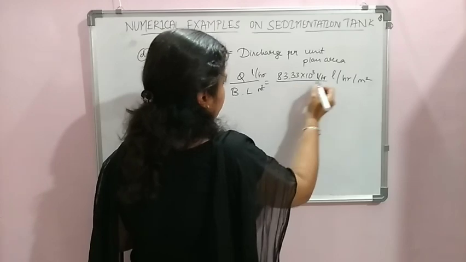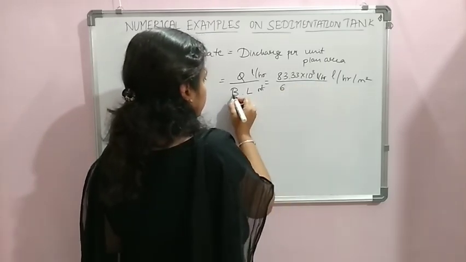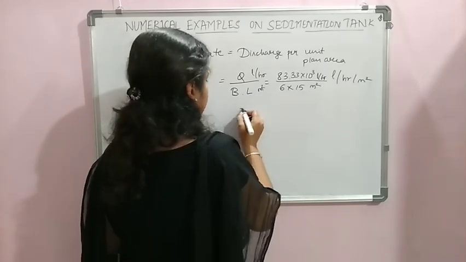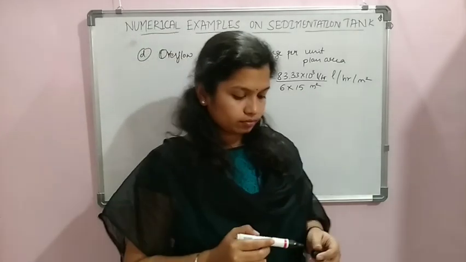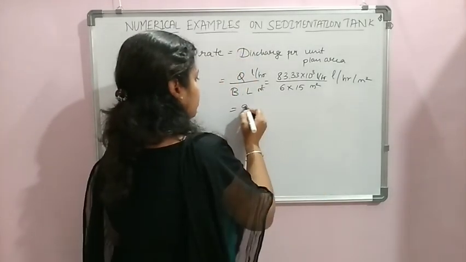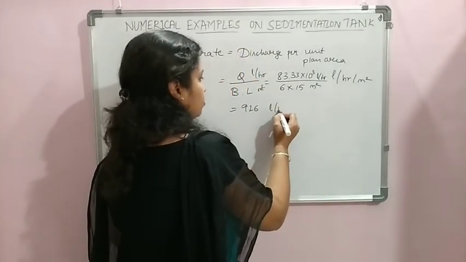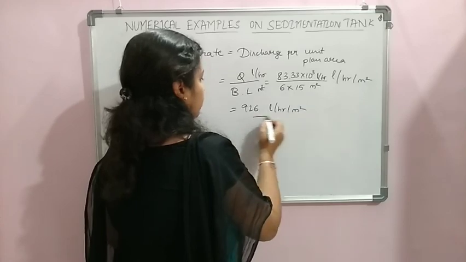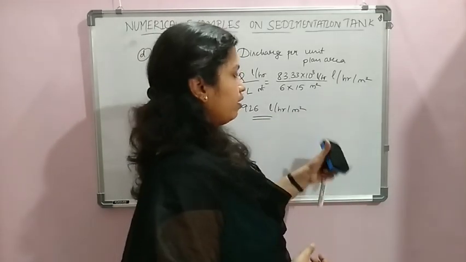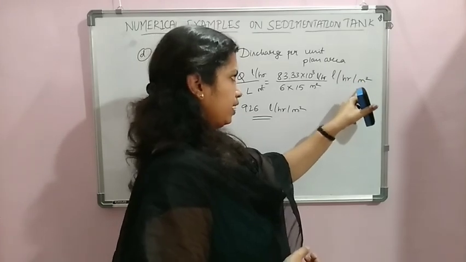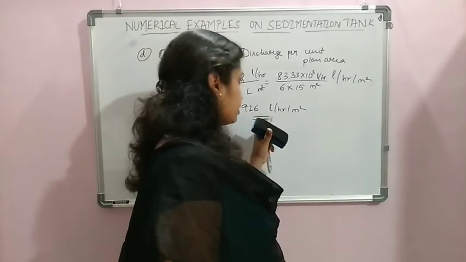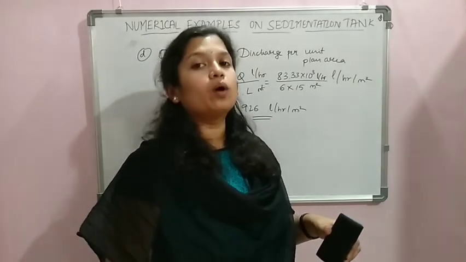divided by the breadth, which was 6, into the length, which was 15. So this is in meters square. The answer is supposed to be 926 liters per hour per meter square. So this is the required overflow rate per hour for 1 meter square area. So 926 liters of water gets overflowed.